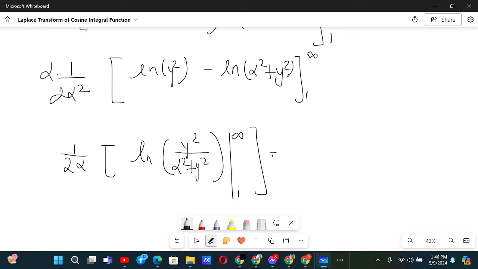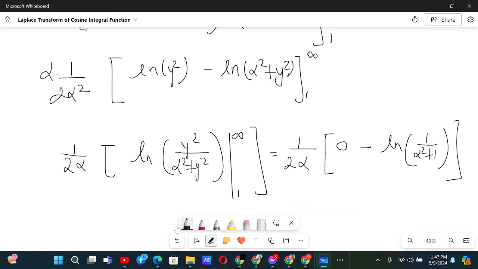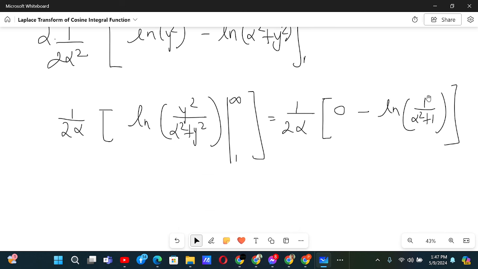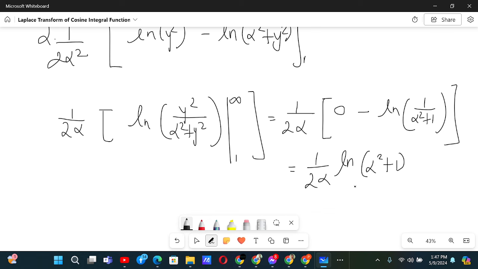So we are finally at the closing of the solution. Now we have 1 by 2 alpha. At infinity, both of them will be equal, so ln of 1 is 0, minus at 1, this is ln of 1 by alpha square plus 1. Yes, so now to reciprocate the ln, we need to take out the negative sign, and if we take that out, we just have 1 by 2 alpha ln of alpha square plus 1. And this should probably be the answer.